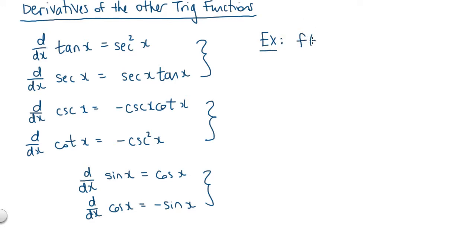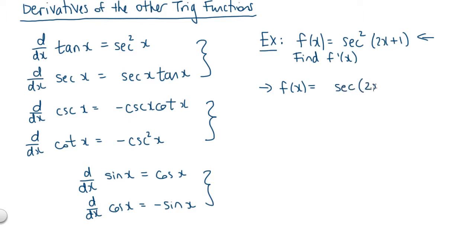Let's start with the function f of x is secant squared of 2x plus 1. Now let's see if we can find f prime of x. First thing I would do here is rewrite the function. Notice that we've got a positive power on our trig function, and so the way the function is written here is really just a shorthand. f of x is the exact same function as secant of 2x plus 1, all squared.